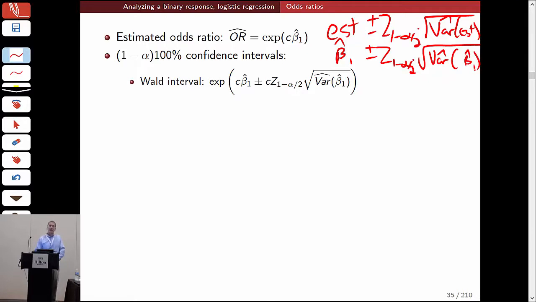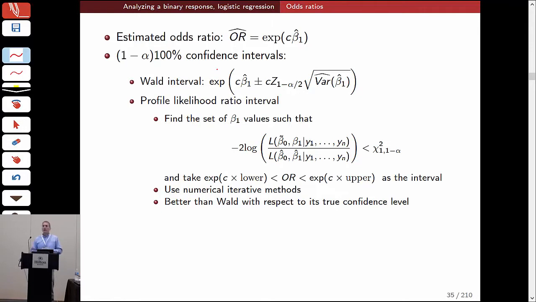How about we find a confidence interval for C times beta 1? Well, what's the estimate? C times beta hat 1. So I put the C in there. Using properties of variances, I can factor the C out. And now, if I want a confidence interval for e raised to the C times beta 1, then I just apply the exponential function to what I just found.